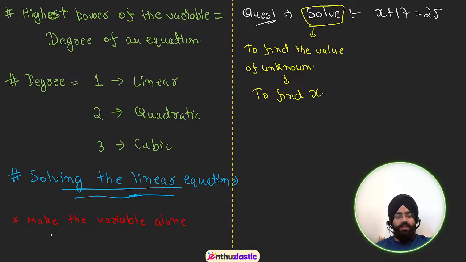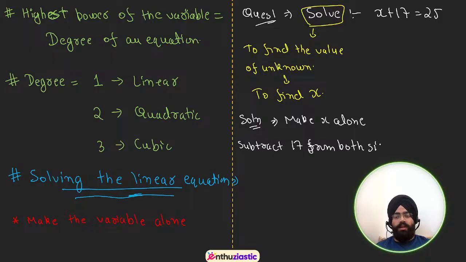And I told you, if you're going to solve it, you just need to make the variable alone. What you need to do is make x alone. How can we do that? Right now, you can see that x plus 17 equals 25. x has the number 17 with it, so we have to subtract 17 from both sides. Why are we writing both sides?